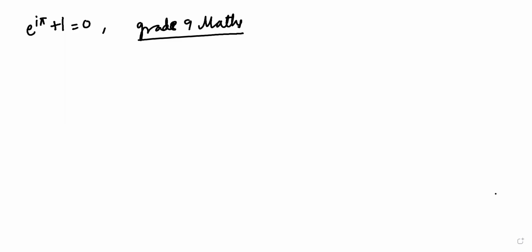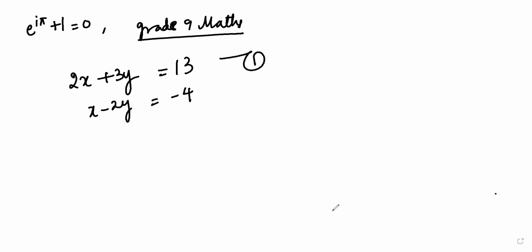Let's start off with solving linear equations, simultaneous equations, pair of linear equations in two variables. Okay, suppose I give you a problem like, let's say 2x plus 3y is equal to 13. Okay, and x minus 2y is equal to negative 4. Let us call it equation 1 and equation 2. So 2x plus 3y is equal to 13 and x minus 2y is equal to negative 4.